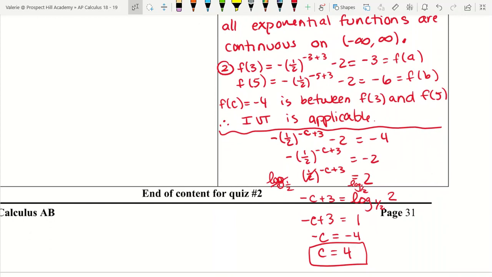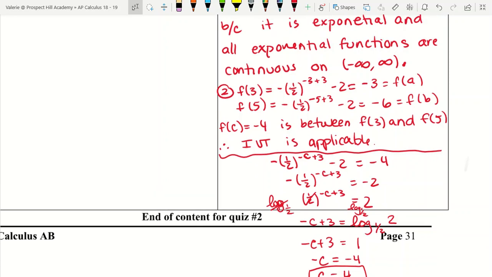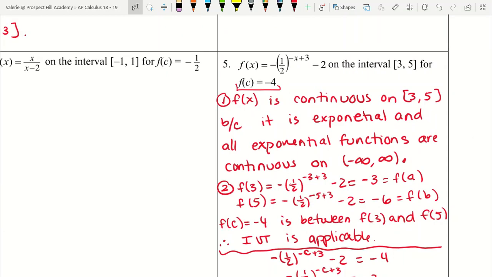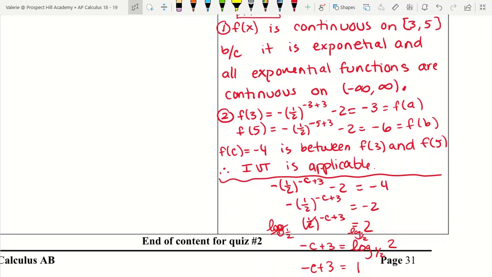And that is basically how you use IVT to prove that there exists some c value within an interval that fulfills whatever y value you're looking for. So try 2 and 4 on your own. I can tell you now that one of them does work for IVT and the other does not. Figure out which is which and figure out your c.